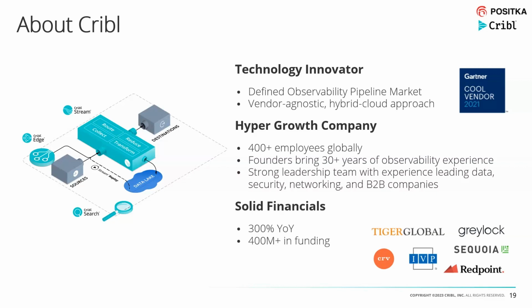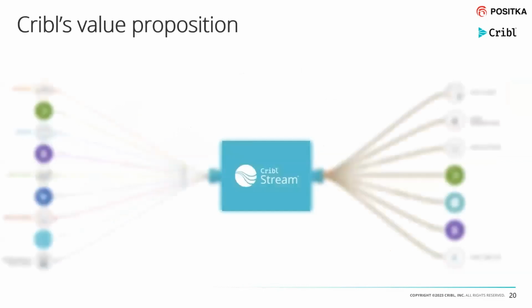It is a hyper growth company with more than 400 employees globally, and it has strong experience in the whole observability space until now. Recently, it also achieved a major milestone of hitting $100 million in annual recurring revenue in just 4 years, which is extremely fast for a company of this scale. So it has solid financials and it is backed by major backers like Sequoia, Redpoint, etc. So this is a brief about Cribl as a company, and the problem they saw was what we have gone through so far, and this is how they have decided to address these problems.